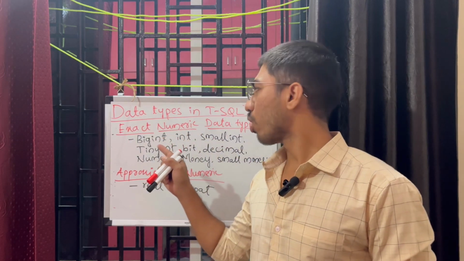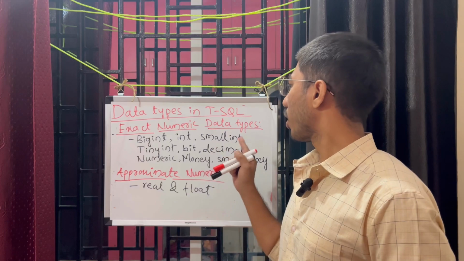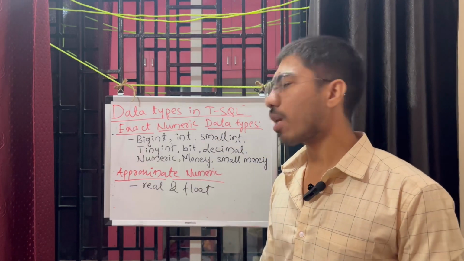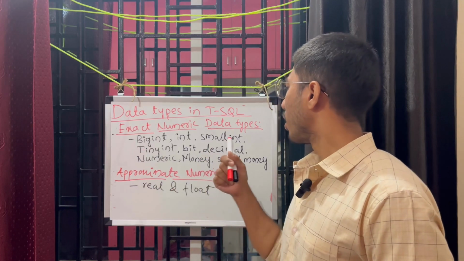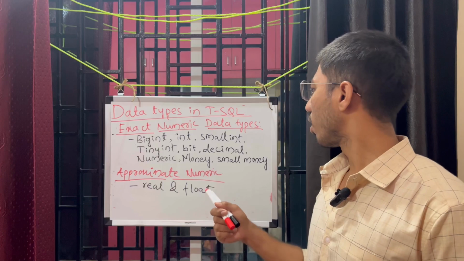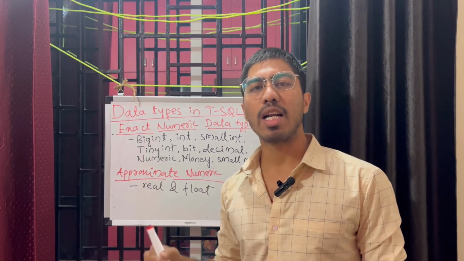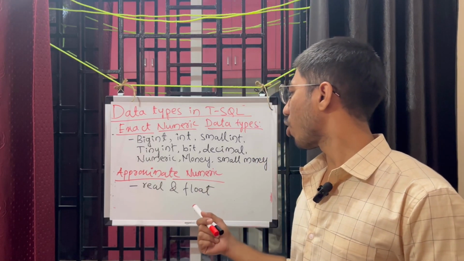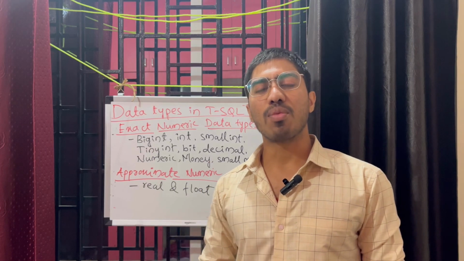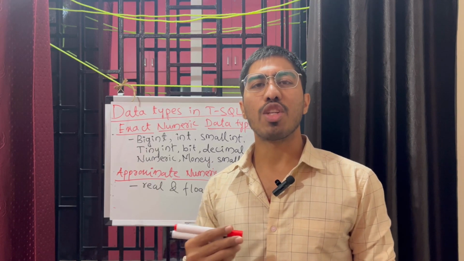As you can see on the board, there are exact numeric data types and approximate numeric data types. In exact numeric data types, there are bigint, smallint, tinyint, bit, decimal, numeric, money and smallmoney. In approximate numeric, there are real and float. You can refer to any book to see the ranges.